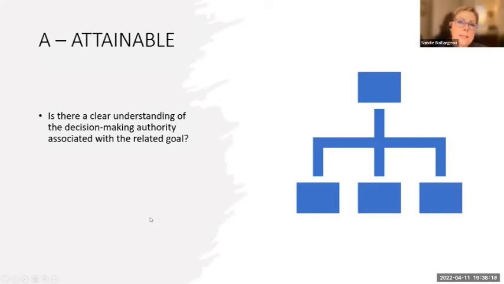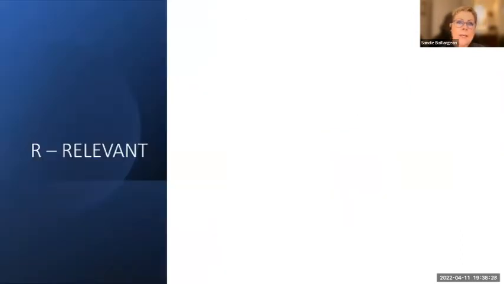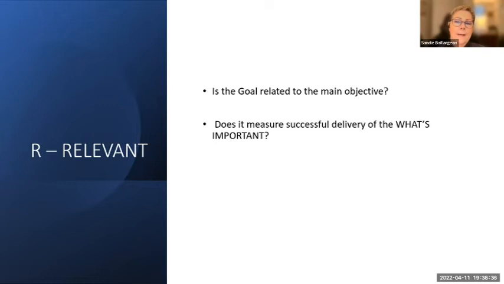Your goal needs to be attainable as well. So is it within that person's authority to be able to reach their goals? Does the person have enough control over the influence or the end result? Is the goal related to the main objective? So for example, if your main objective is increasing your revenue, then you would want to watch your appointment schedule and get the unscheduled treatment plans booked, and make sure that all the future hygiene appointments are booked. So does it measure successful delivery of what's most important?